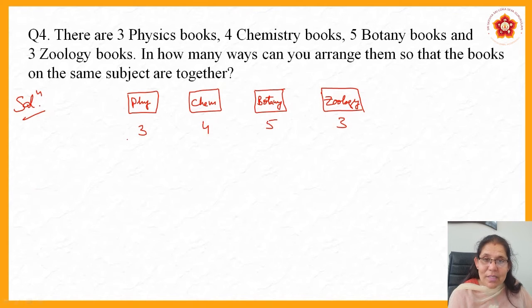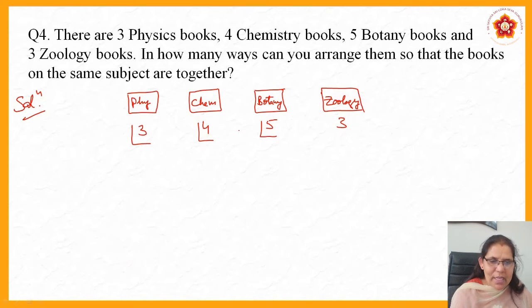In how many ways can 3 physics books be arranged? Factorial 3 ways. That is 6 permutations are possible. 4 chemistry books can be arranged in factorial 4 ways. 5 botany books can be arranged in 5 factorial ways. And 3 zoology books can be arranged in factorial 3 ways.